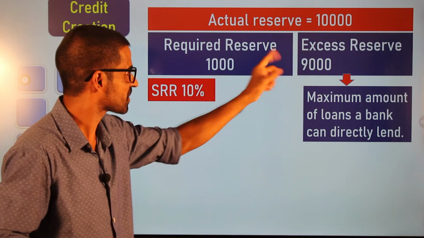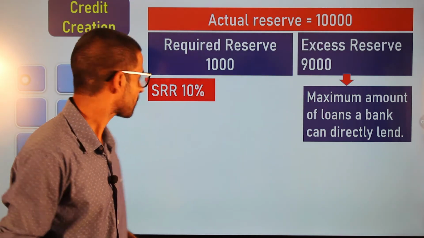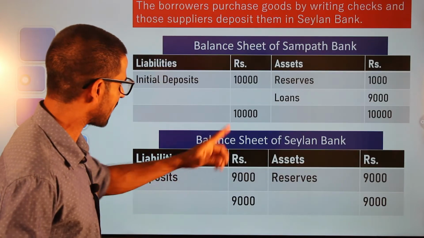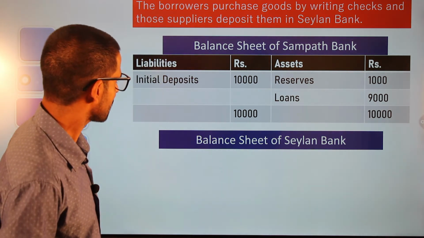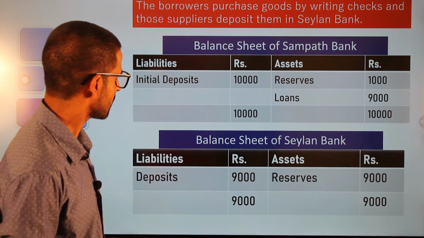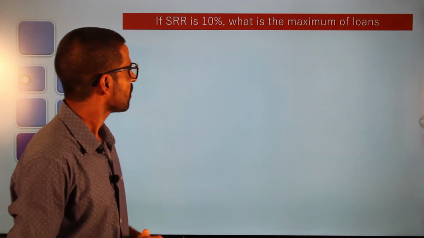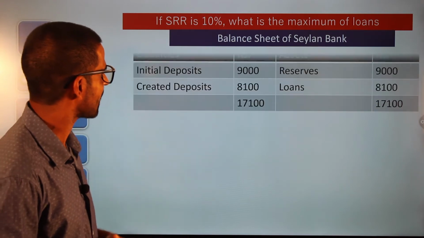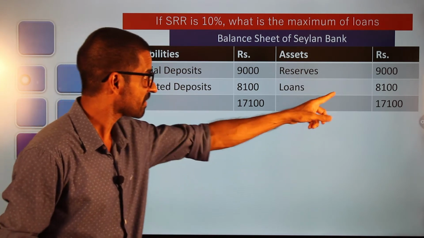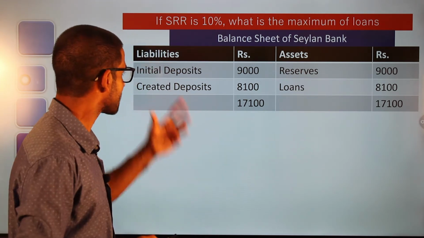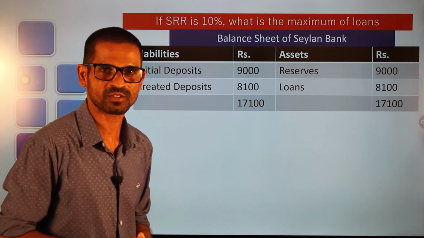That's the maximum amount of loans Ceylon Bank can grant, 8,100. So Ceylon Bank will lend that money by creating deposits, right? If the SRR is 10%, what is the maximum amount of loans Ceylon Bank can grant? That is 8,100, as I said. And these loans will also be granted by creating deposits. So loans increase by 8,100, deposits increase by 8,100.